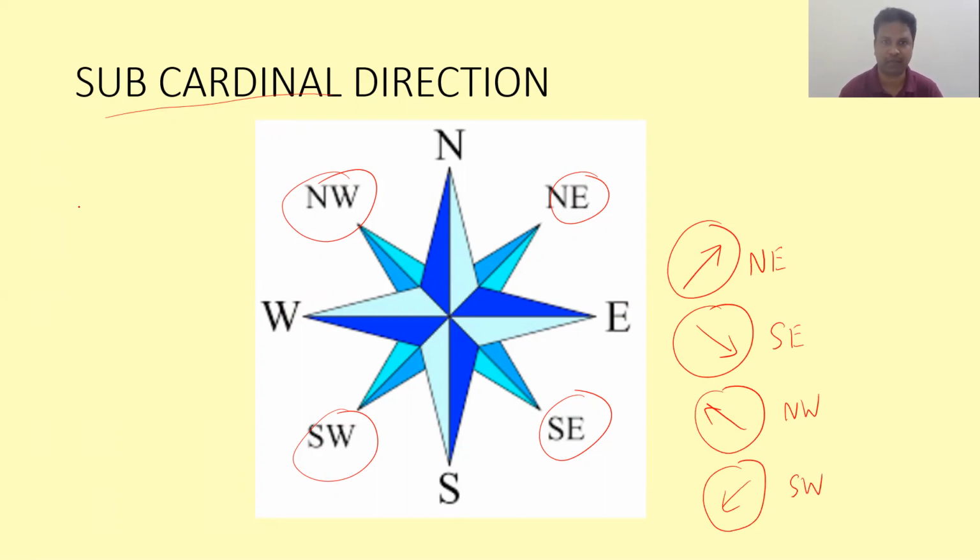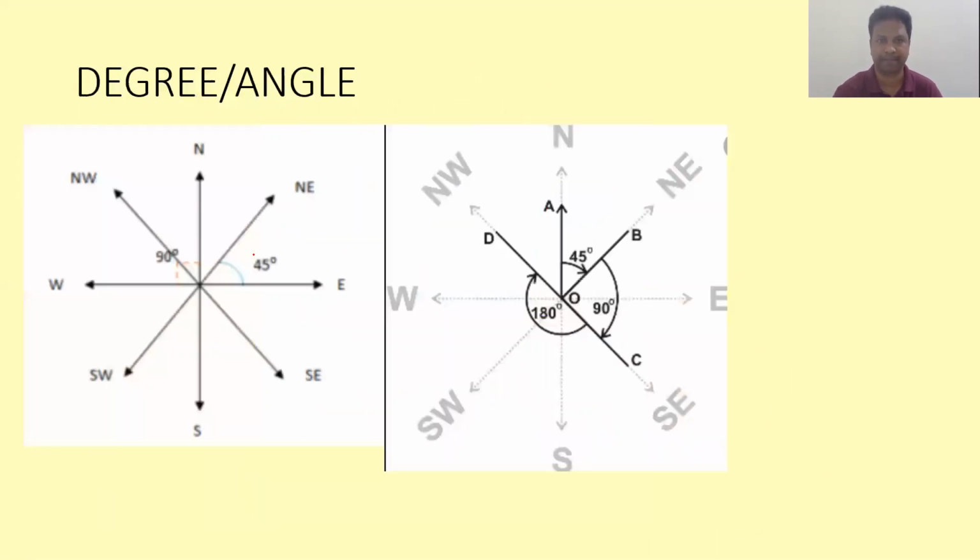So, eight directions we are going to see. North, south, east, and then west. Northeast, southeast, northwest, and finally southwest.